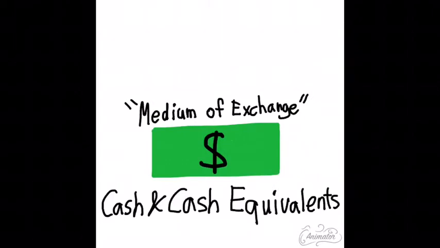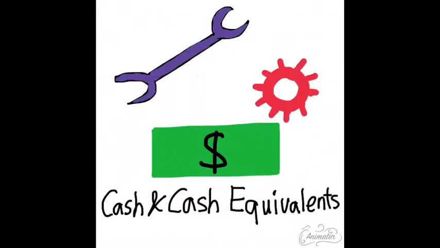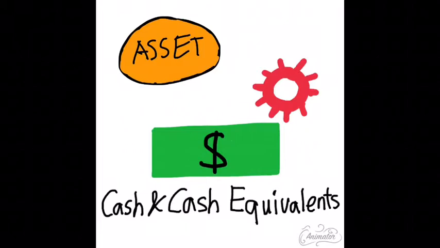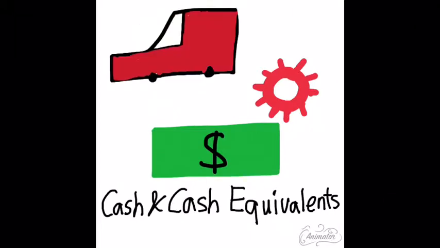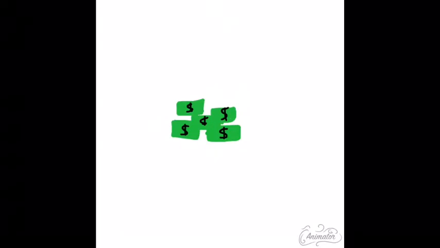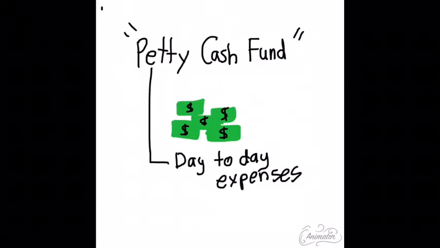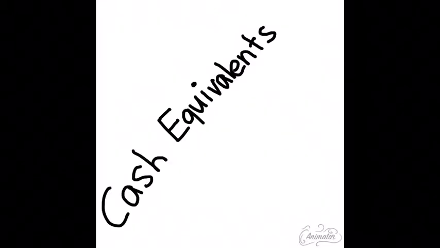So cash is a medium of exchange that a business needs in order to pay its liabilities. A business can generate cash from sale of service, sale of asset, borrowings from creditors, etc. Every business also keeps a small amount of cash called the petty cash fund, and it is used for the day-to-day expenses and keeps a larger percentage of cash at its bank.